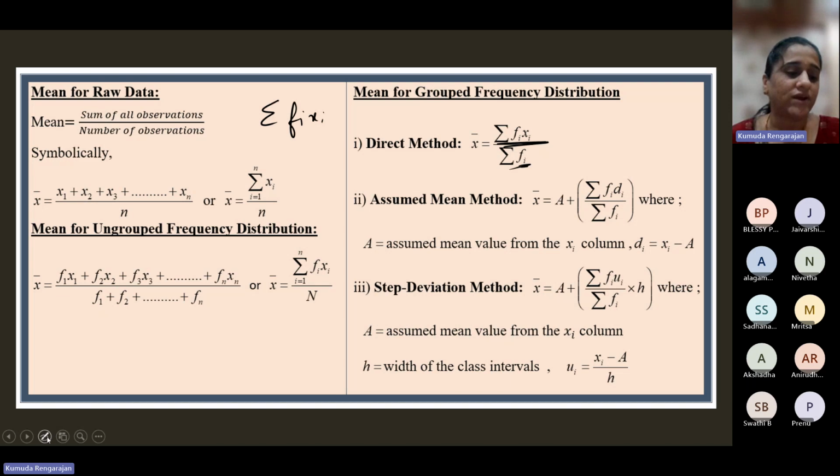So if you have to find the mean using the direct method, the formula is x bar is equal to sigma fi xi, the total of the fi xi column, by sigma fi, the total of the fi column.